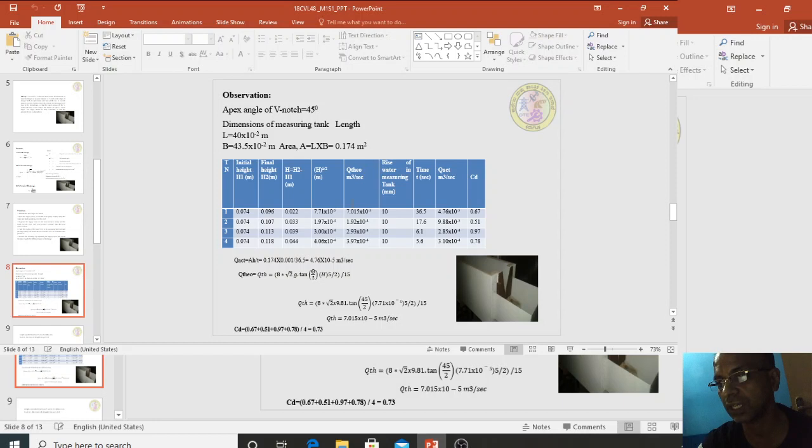Q theoretical, as I said earlier, is 8 by 15 root 2g tan theta by 2 into h to the power of 5 by 2. If you calculate it, it is 7.015 × 10 to the power of minus 5. Rise in the water in the measuring tank: so this is the rise in the water.